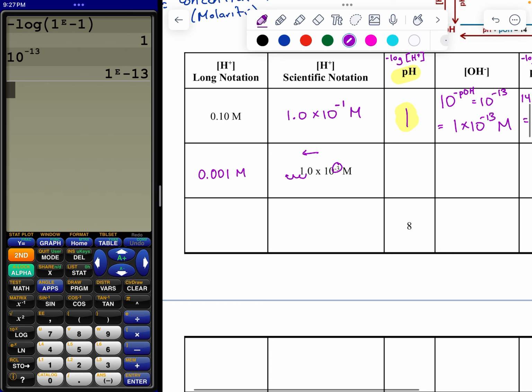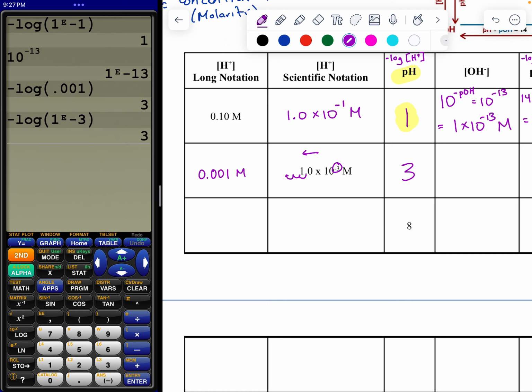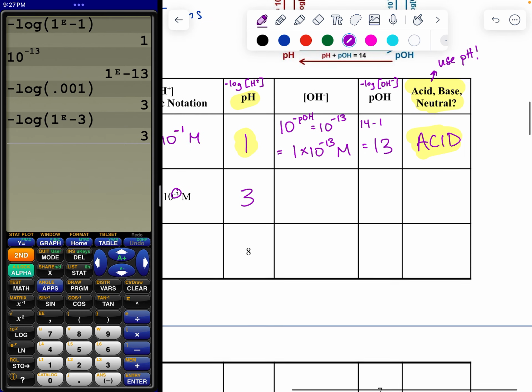Coming over here, to find the pH, we do the negative log of that value. You can use either value, so I'll show you doing the long notation now. It's the same thing, 0.001. That gives me 3 as my pH. Now let's do negative log of 1 times 10 to the negative 3, just to show you that it's exactly the same value.